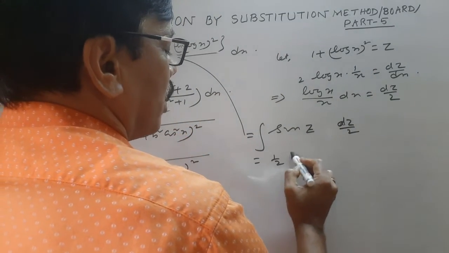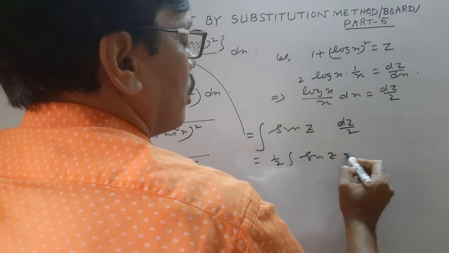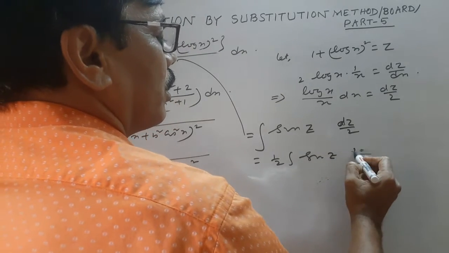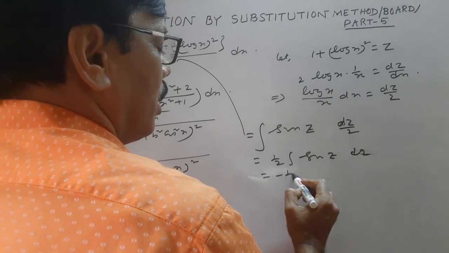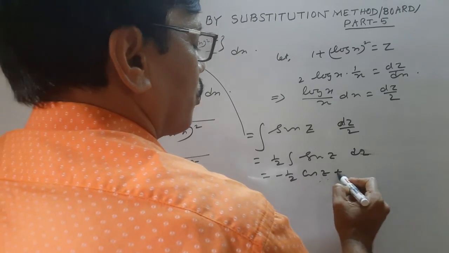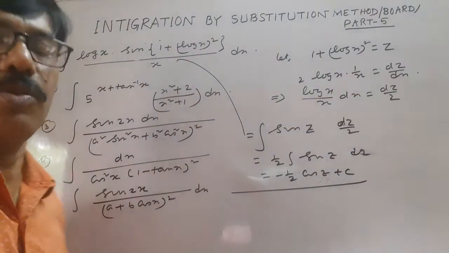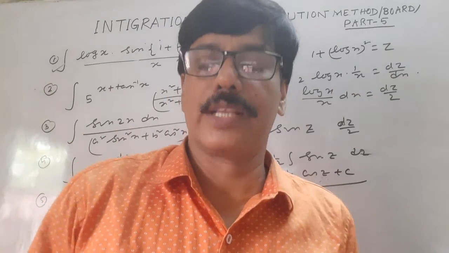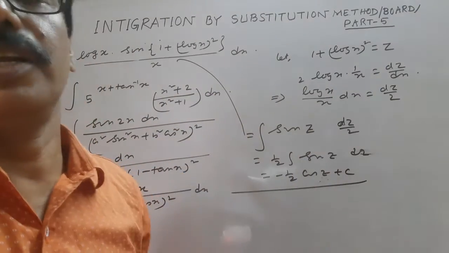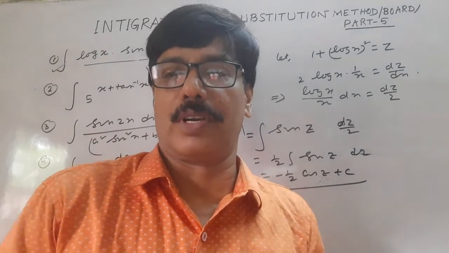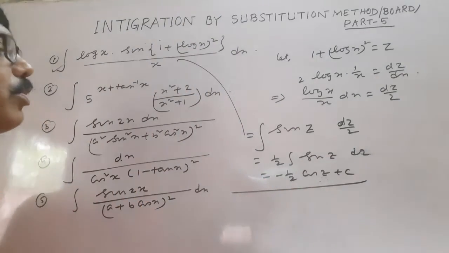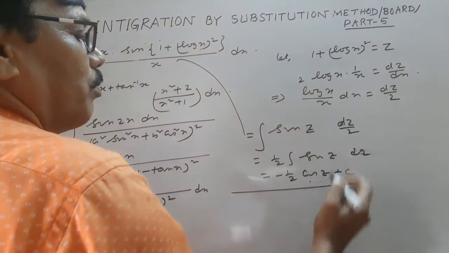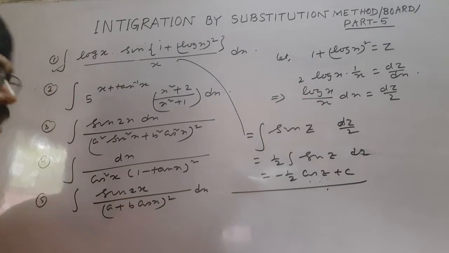So half outside, sin z dz. So minus half cos z plus c. So you have to put the exact, that is, suitable transformation. So minus half cos z, put the value of z, you will get the result.